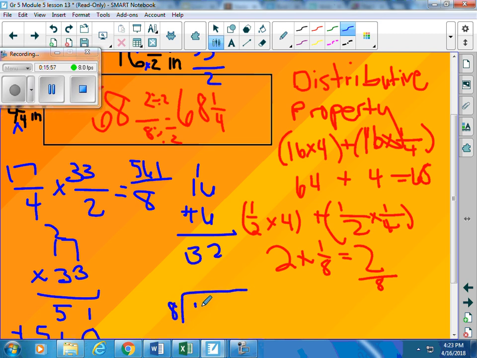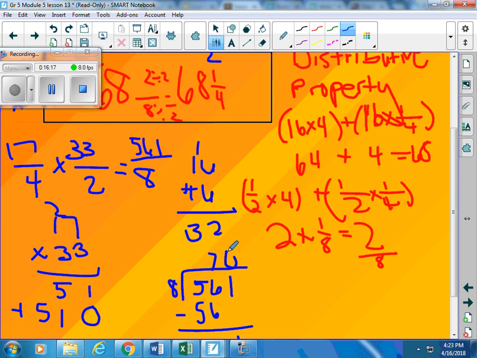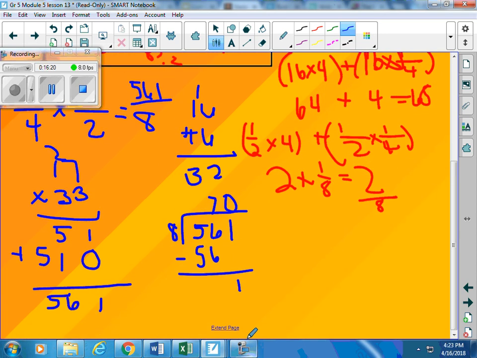So 8 goes into 561, because remember that fraction symbol means division. 8 times 7 is 56. I subtract and get a 0, and I get a remainder of 1, which would be 70 and 1/8. So my two answers aren't matching up here. So one of them I have done incorrectly.